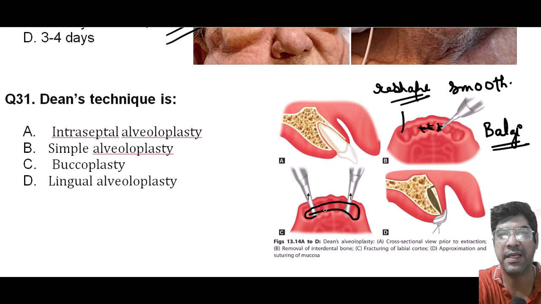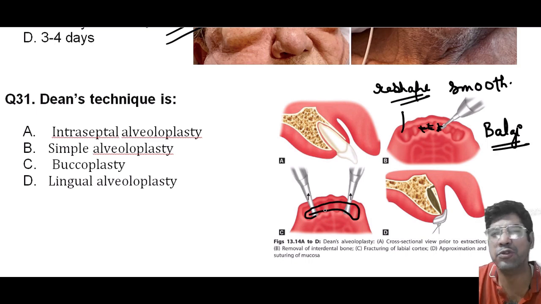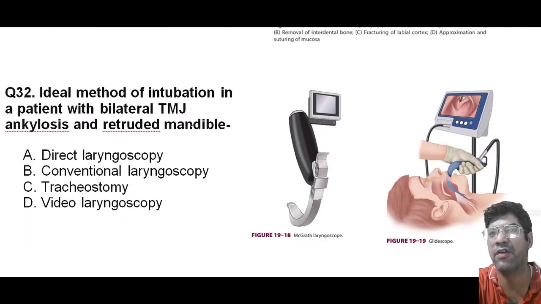Once the desired shaping is achieved, the incisions are closed with sutures. Dean's technique is useful in cases when there are bony irregularities or exostosis along the alveolar ridge. That helps to create a more suitable foundation for the dental prosthesis. So Dean's technique is simply intraseptal alveoplasty. Remember that from your exam point of view.